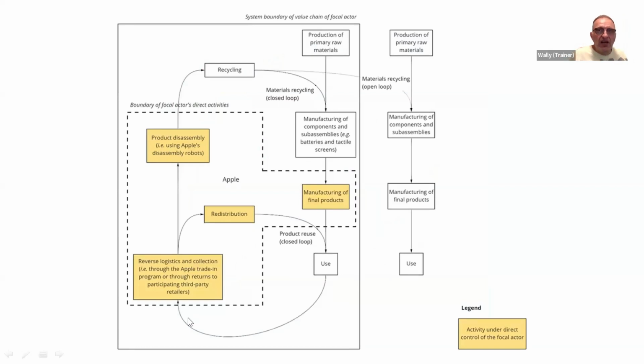Let's look at this example here. This is a model from Apple. Okay, let's talk about Apple. Let's start at the very beginning. So what happens at Apple is very simple. Let's take it from the very beginning of the model. If we look at the top, you see production of primary raw materials, manufacturing of components and sub-assemblies, batteries and touch screens, etc., manufacturing of the final product. It goes into the market and is used.